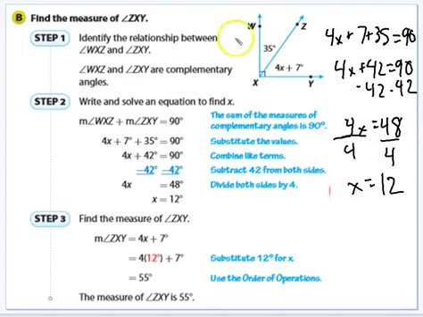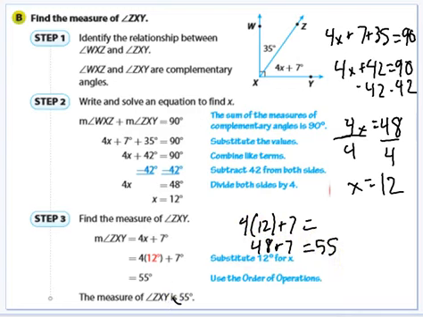So we're specifically looking for the angle with 4x plus 7. All right? So now I plug 12 into this equation. So it's 4 times 12 plus 7 equals 4 times 12 is 48 plus 7. 48 plus 7 would be 55. 55, class, right there. All right? So we would just put 55 in the answer.